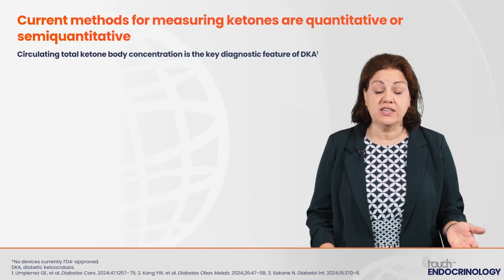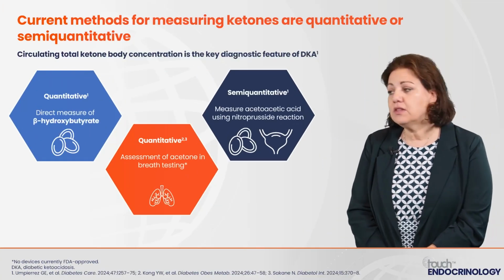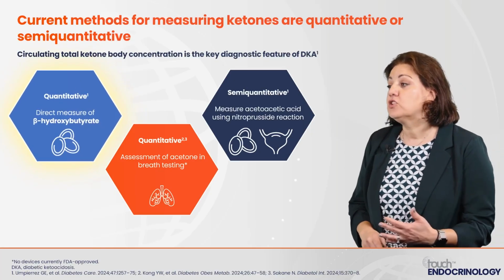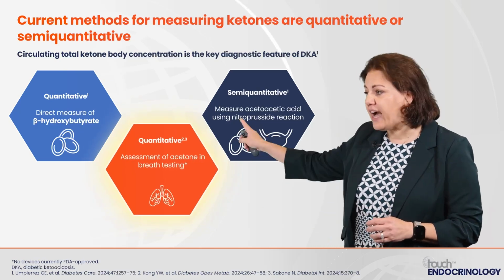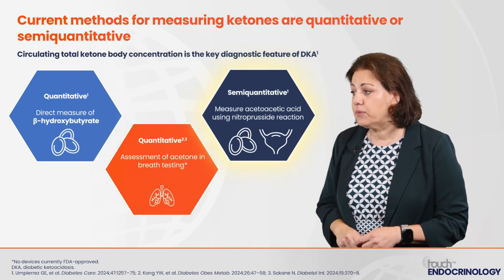So how do we measure ketones currently? Currently, there are 3 main measures that are used. The first is capillary fingerstick measures with a meter that measures beta-hydroxybutyrate. There's also the ability to do breath acetone testing, and finally, we can measure acetoacetic acid from the urine.